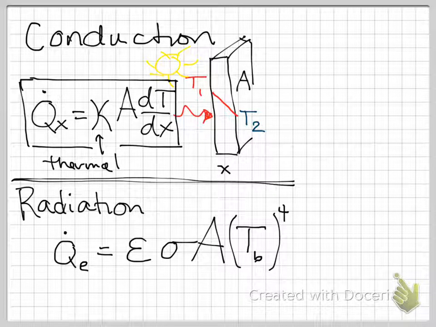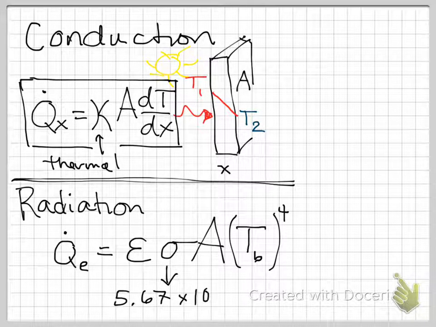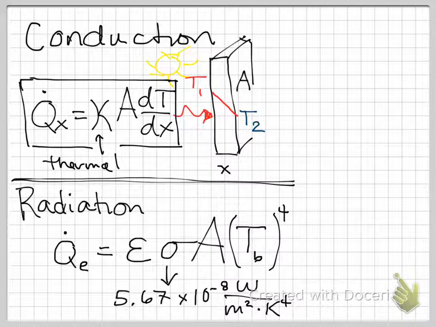Again, the emissivity is a property of the surface. We can look that up. The Stefan-Boltzmann constant has a value of 5.67 times 10 to the negative 8 watts per meter squared Kelvin to the 4th. And I should say this temperature here, T sub S, is the absolute temperature. So that temperature needs to be in Kelvin, or if you're working in English units, in Rankine. And so that's radiation.